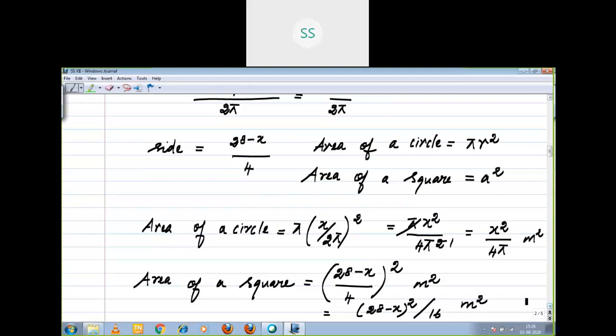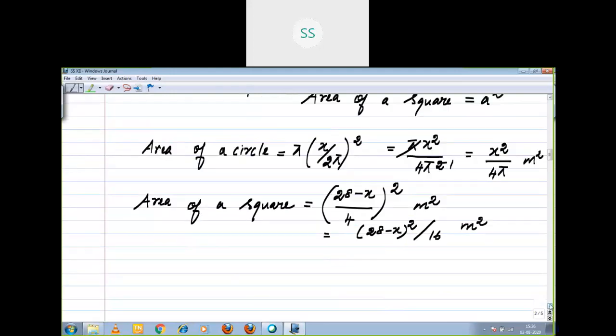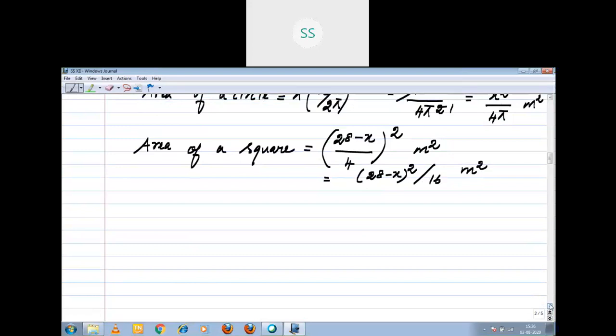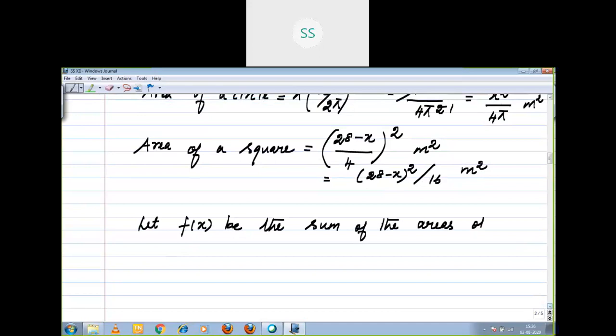Now they are asking for the combined area, right? Combined area means what do you want to do? You have to add, that's it, right? Combined area. Let f of x be the sum of the areas of circle and square, right? You are assigning the function as the sum of the area of circle and square.